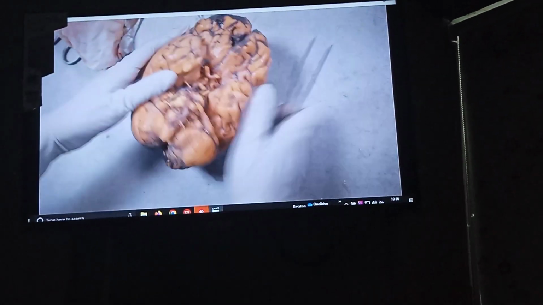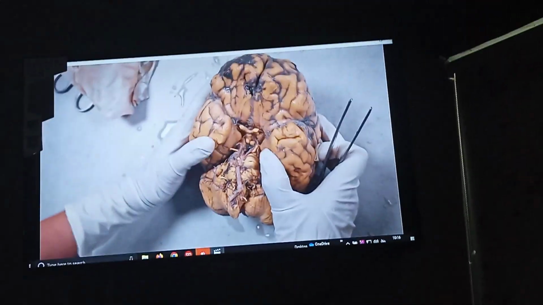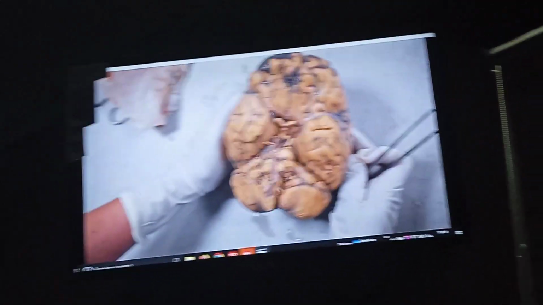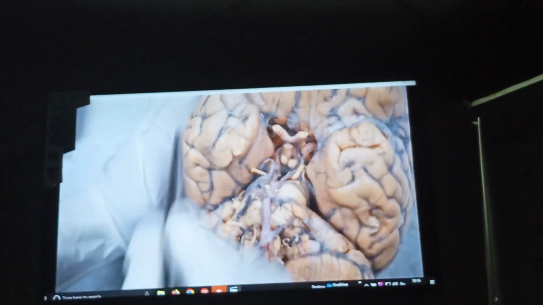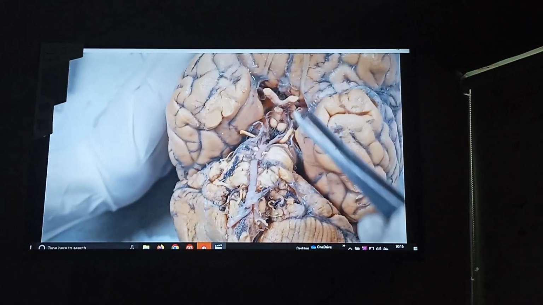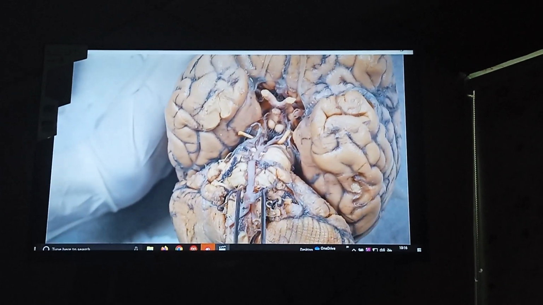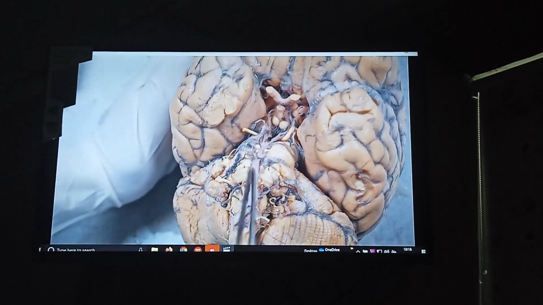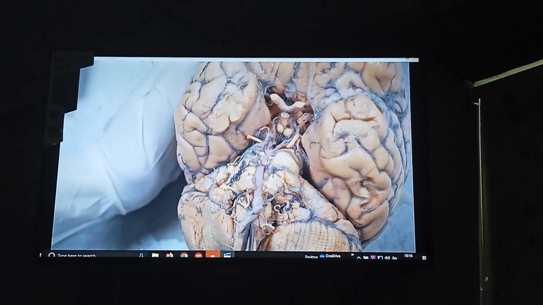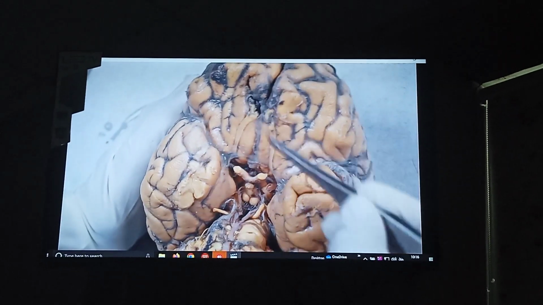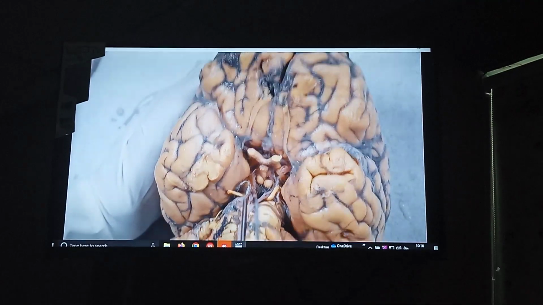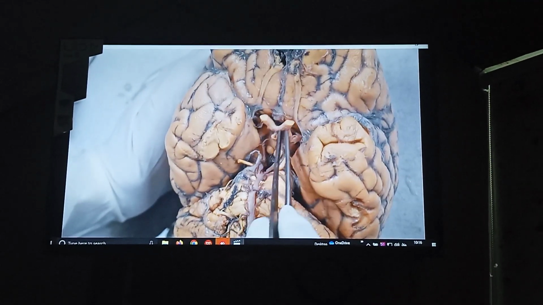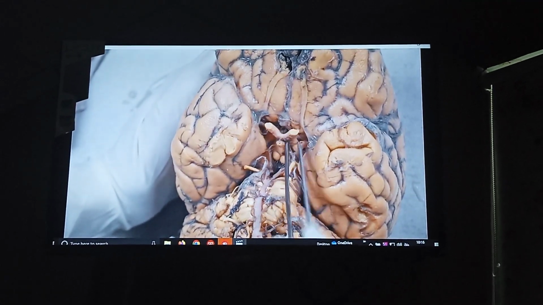Now once you've looked at that, the next thing you look at is the structures at the base of the brain. So the base of the brain is what houses all of the critical structures like the cranial nerves and the cerebral vessels which form the circle of Willis. These two are the olfactory nerves that you're looking at, and this is the olfactory bulb. This is the optic nerve joining to form the optic chiasma.